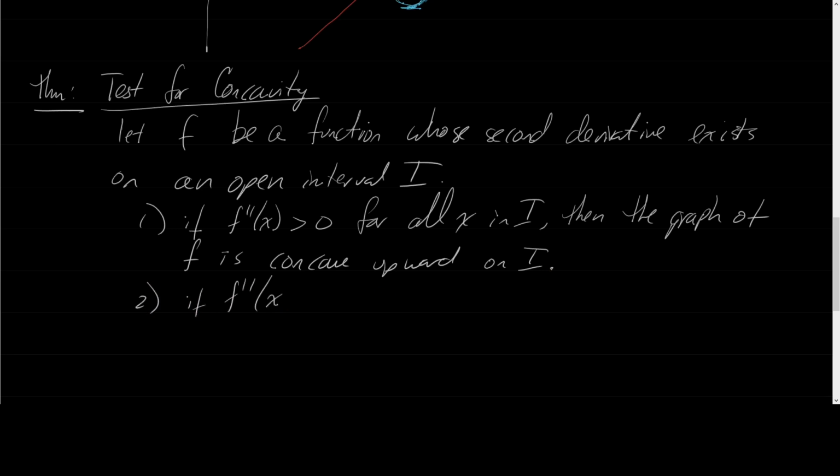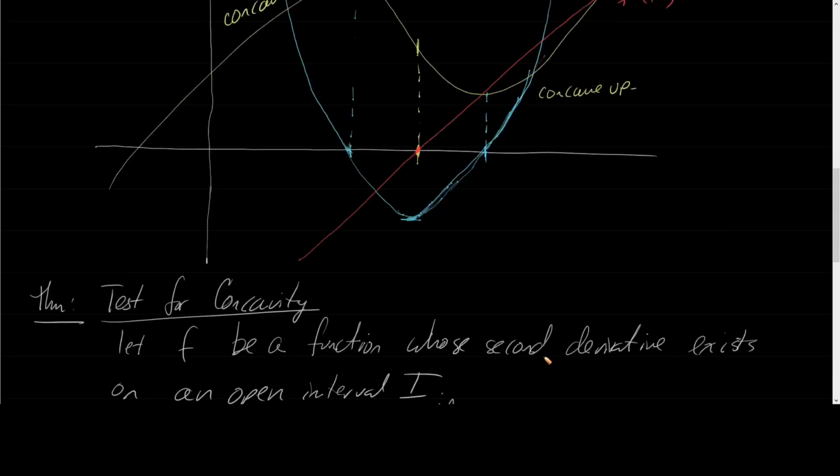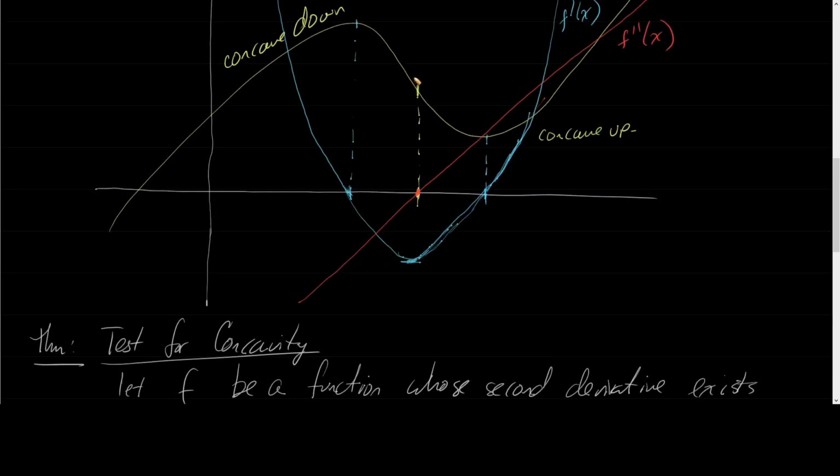If the second derivative is less than 0 for all x in the interval, then the graph of f is concave downward on I. So again, going back to what I was saying over here, concave downward, the second derivative is less than 0. Concave upward, the second derivative is above 0. And that has to do with the fact that the first derivative is increasing in this region, right? They're going from negative to 0, and the first derivative over here in this region is increasing, going from 0 to a positive value.